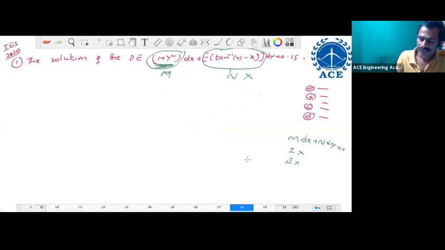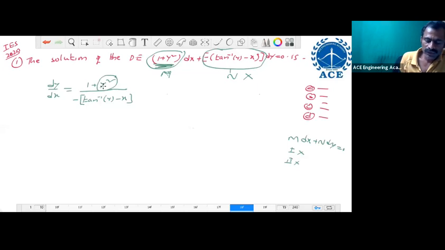To check whether the equation is linear or not, we should write this in the form of dy by dx. dy by dx equal to (1 plus y square) divided by (tan inverse of y minus x). Here y is the dependent variable, and its power is 2, more than 1. Therefore, it is a non-linear term. That is why it is a non-linear differential equation. It is not in the form of linear in y.